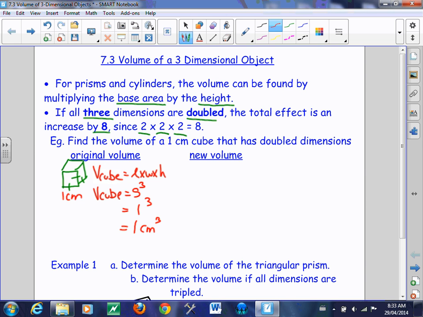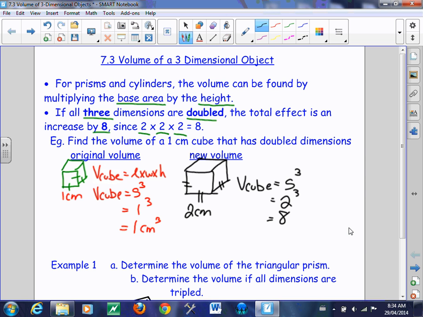Now if I take that volume and I double each dimension on my box so that now each of these are 2 centimeters. Volume of a cube equals side cubed, which equals 2 to the power of 3, which equals 8 centimeters cubed. So what they wanted to know is what was the effect by doubling, because we had to double in the width, the length, and the height, in all three dimensions. That became 8 times the effect.